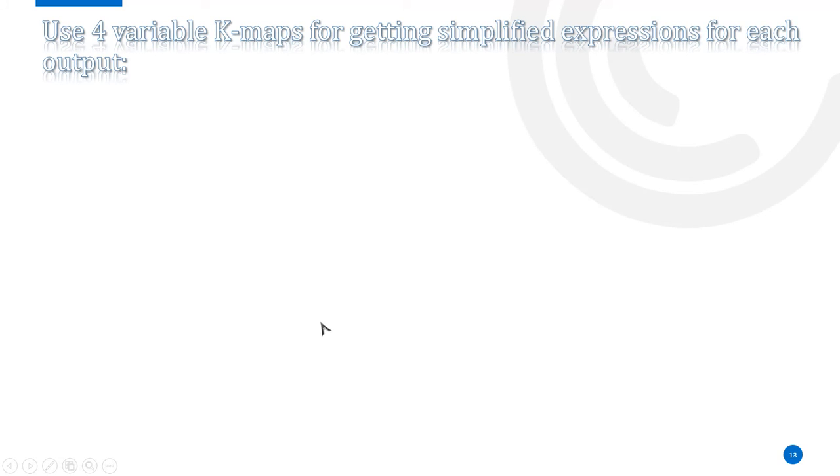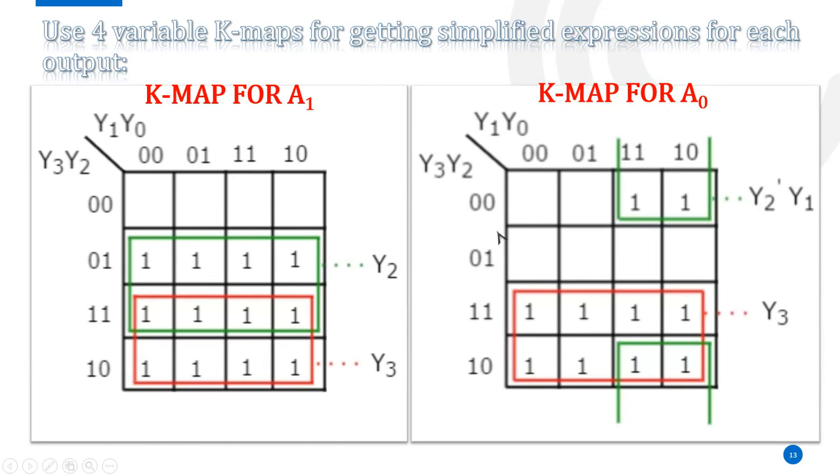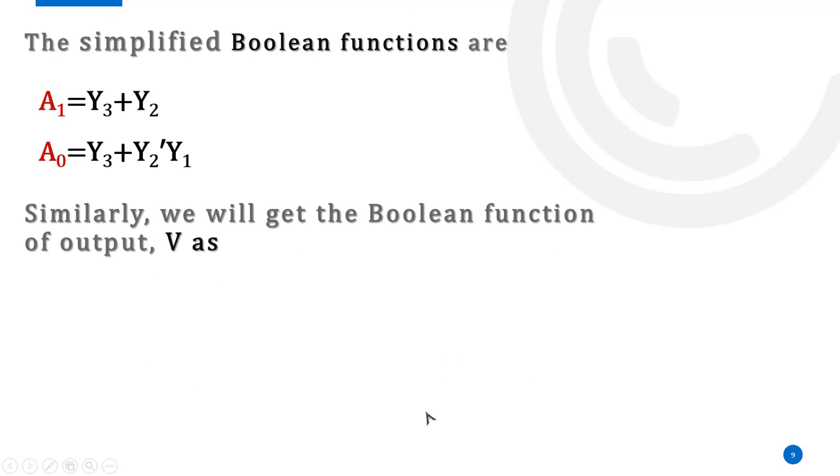Okay, and we use a 4 variable K-map for getting the simplified expression for each output. How can you use a K-map? You already know about the K-map. From the K-map you can get the simplified expression for each of the outputs. I will also elaborate some K-map portion later on, so that you know. And now we come to the simplified Boolean function. From there we can deduce it, and we have done that also. Similarly, we will get the Boolean function of the output V.